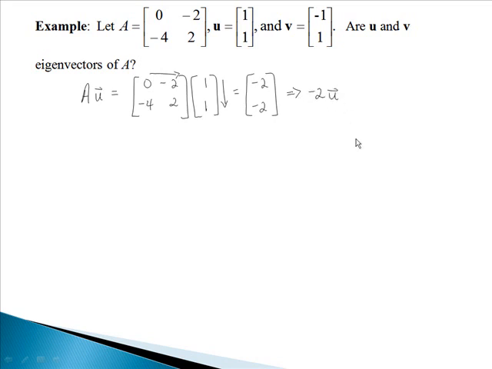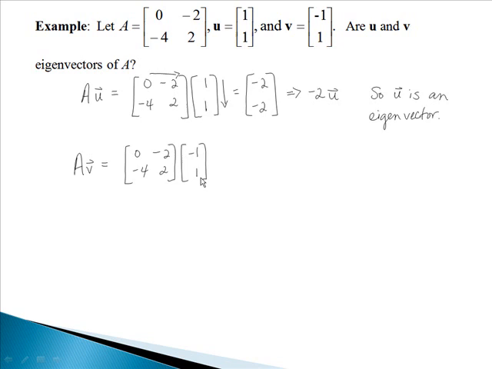Since I could write that as a scalar times my vector u, then I know that u is an eigenvector. Now we're going to look at A times our vector v. Here I have my matrix A multiplied by the vector v, and when we multiply across and down, we end up with the vector negative 2, 6. And that is not equal to any kind of scalar multiple of my vector v. So then v is not an eigenvector.